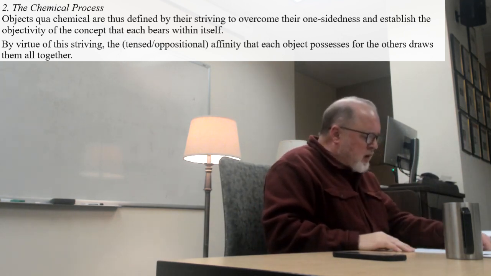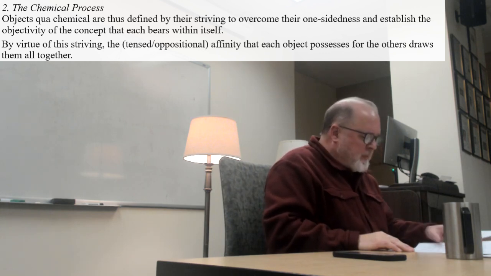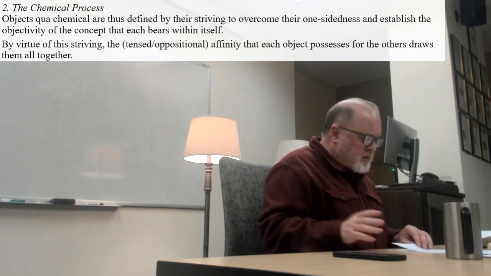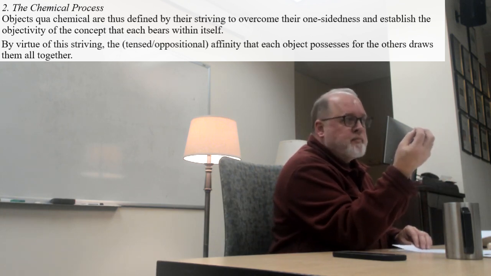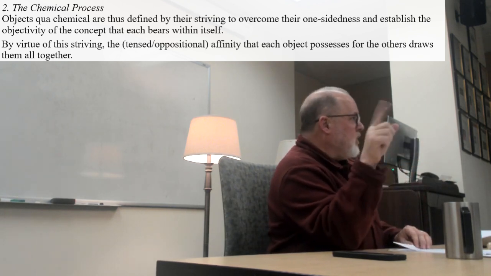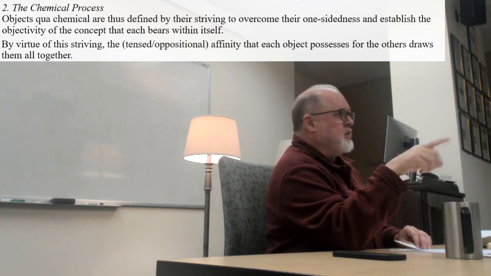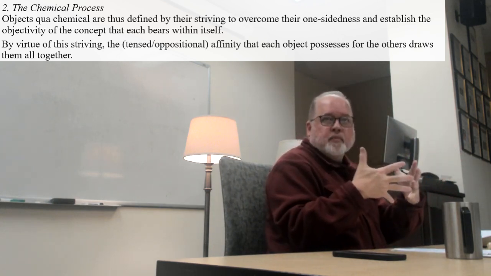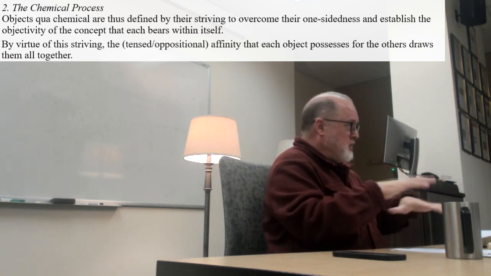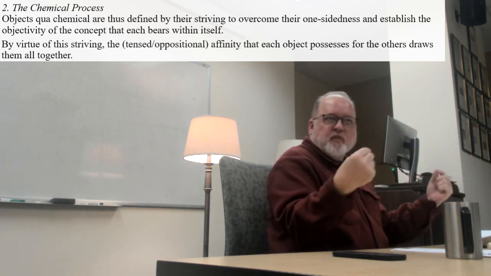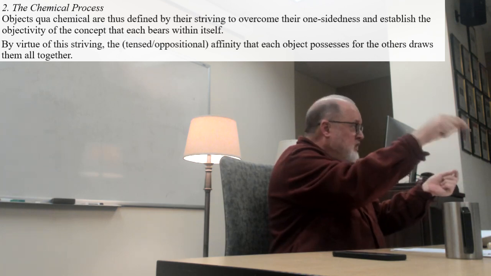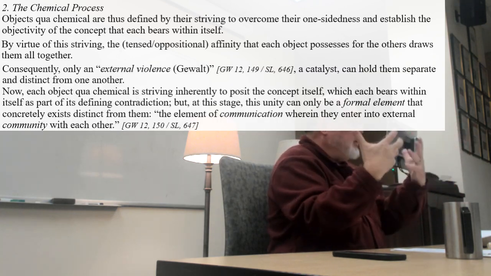So by virtue of this striving, the tensed or oppositional affinity that each object possesses for all the other objects draws them all together. There's the affinity doing the work of drawing them all together. Now that's the chemical analog of communication in the mechanical sphere, right? This is drawing everything together. But here we're drawing them together not because they're caught up in a process of communication, but because they're doing this of themselves. They're the agents of the process themselves. Each object qua chemical is doing this of itself.